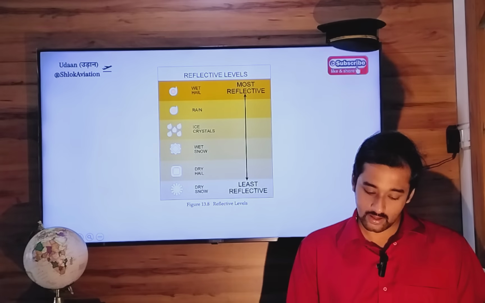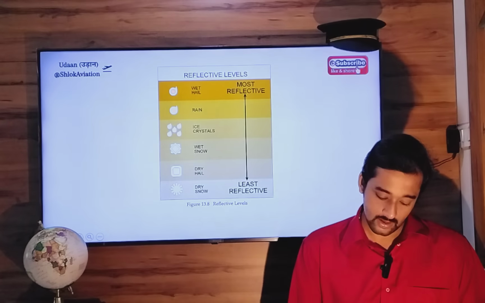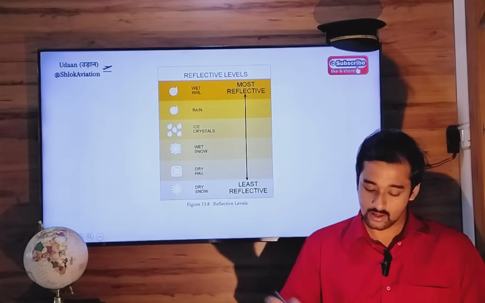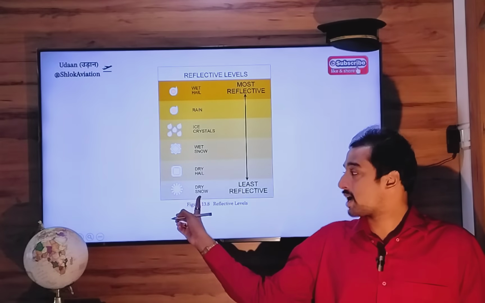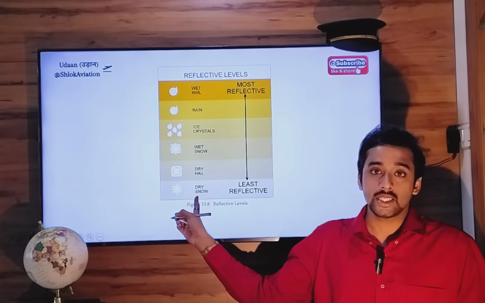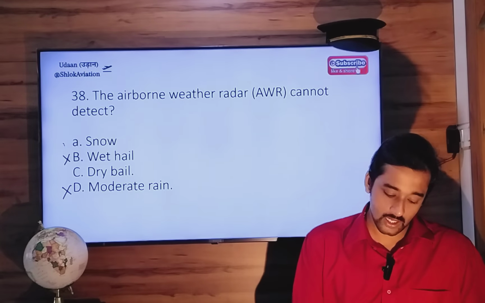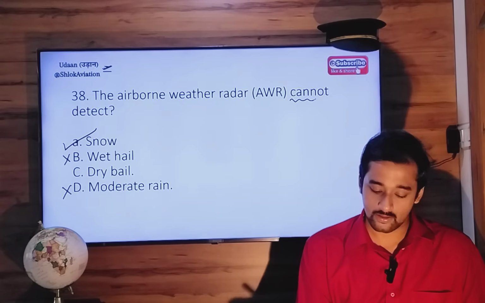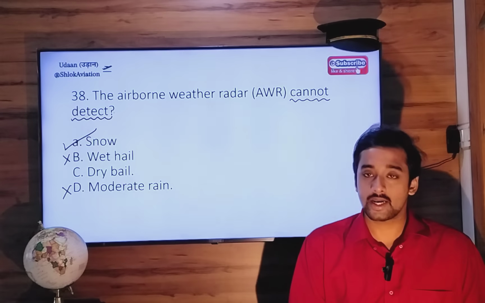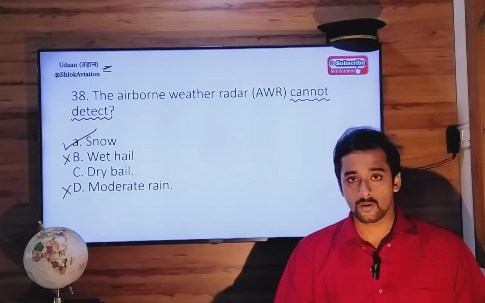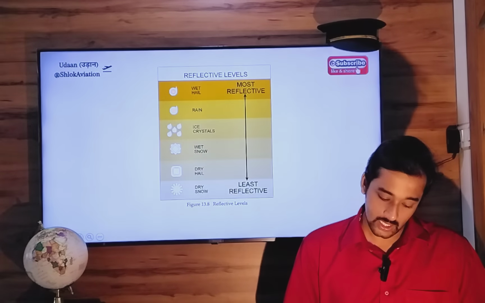Moderate rain. Yes, rain is also reflective. So that is also wrong. Now the options are snow and dry hail. So between dry hail and dry snow is the least or less reflective. So the correct option here will be option A. It can't detect or barely detect snow.